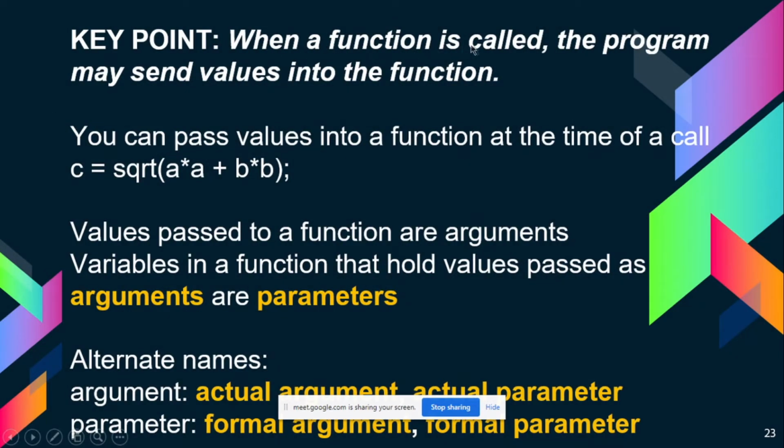So, when a function is called, the program may send values into a function. So, you can actually pass values to a function at the time of a call. So, values passed to a function are called arguments. And variables in a function that hold values passed arguments are called parameters. So, mamaya, makikita natin yung difference between the arguments and the parameters. Yes, they both accept values. They are both variables, pero may difference sila. No? So, gagamitin natin mamaya yan.